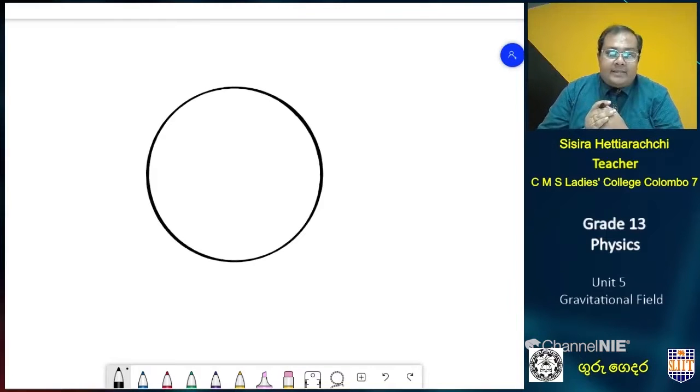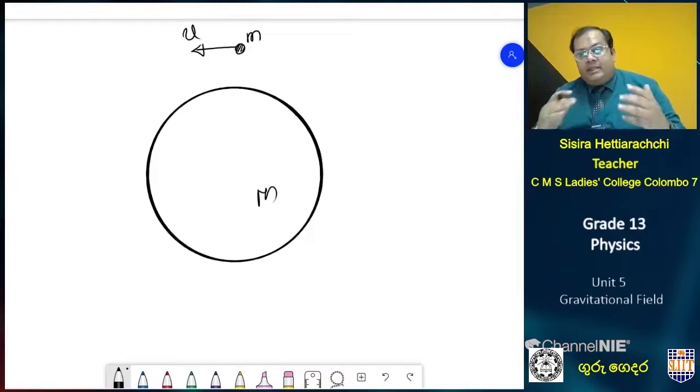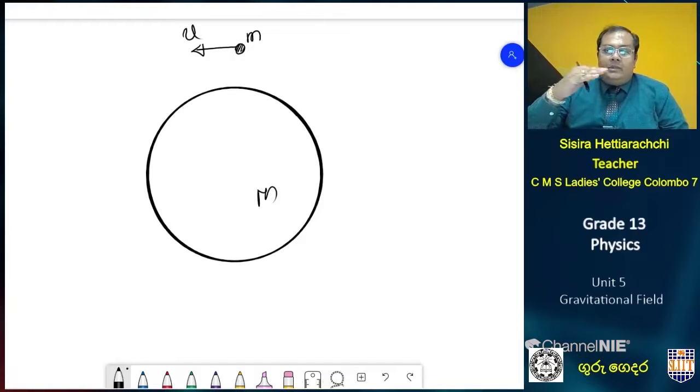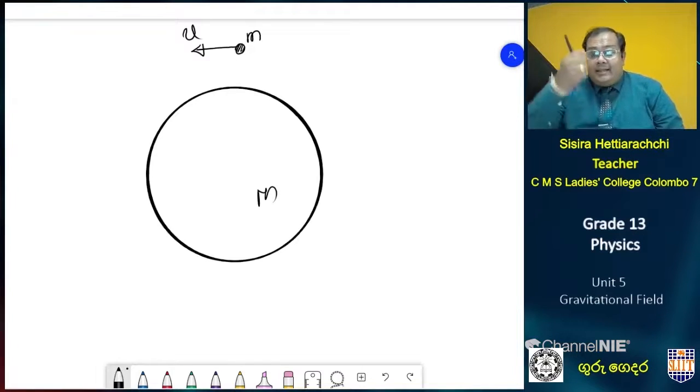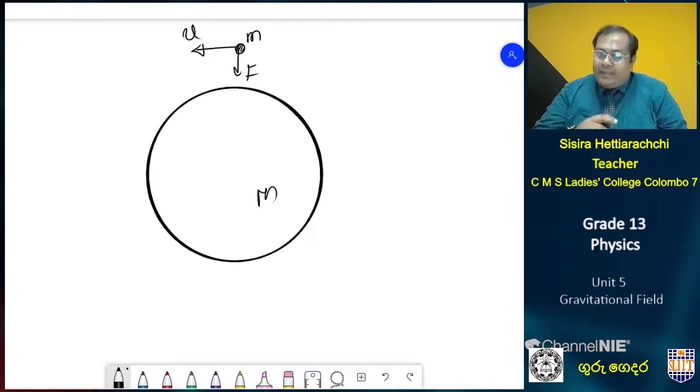Consider this mass, capital M, and consider another mass, simple m, which is moving with the velocity v or u. If momentum is there, it should try to travel along a straight line, but it is under this attraction. Due to this attraction, it should bend. It tries to go horizontally, but due to the gravitational attraction, G capital M simple m over r squared, its path will be curved.